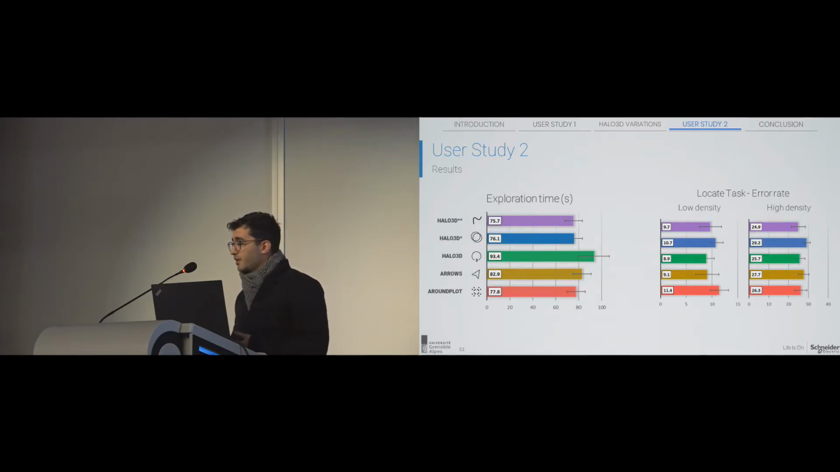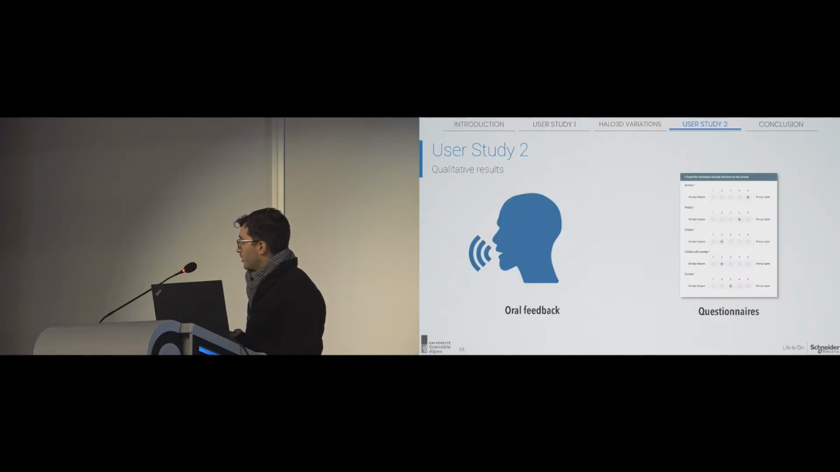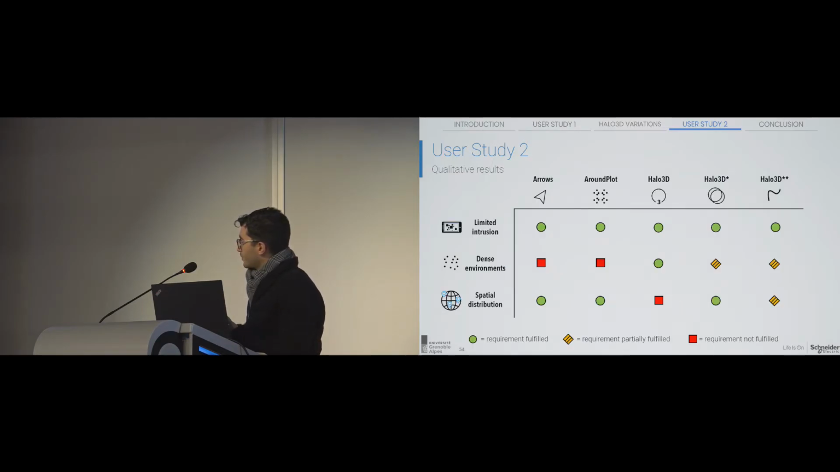However, we did not find strong effect of the techniques on the exploration time and on the number of incorrect answers, but we collected strong qualitative feedback in this user study. So we took the overall feedback given during the experiment, as well as the answers in the questionnaires, to create this table. So you can see here on the columns the techniques we've tested, and on the lines the 3 requirements needed to make a proper guidance system in augmented reality. As you can see, none of the techniques is perfect.